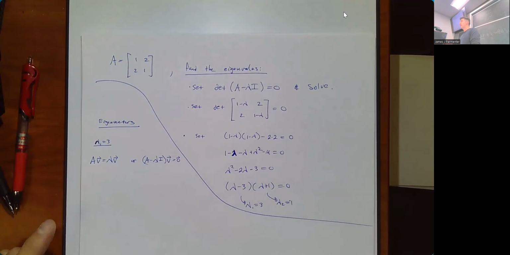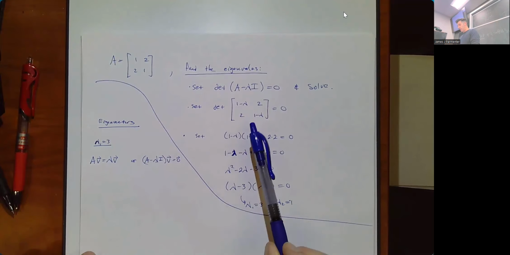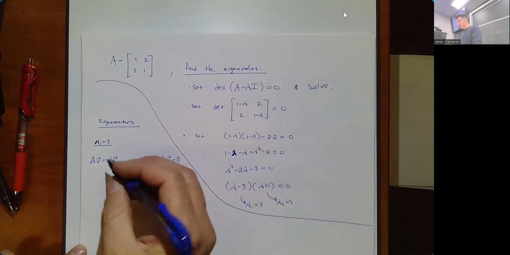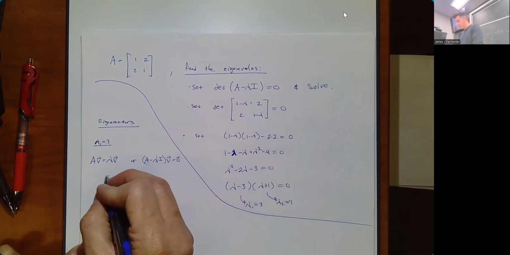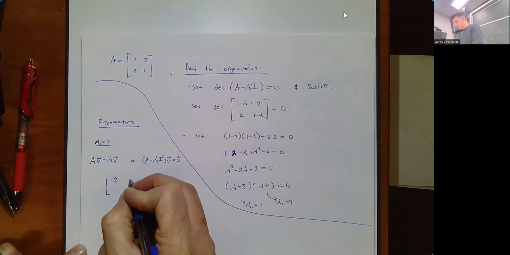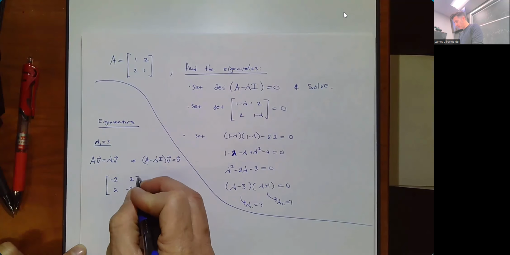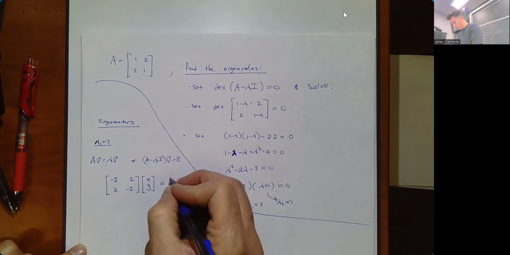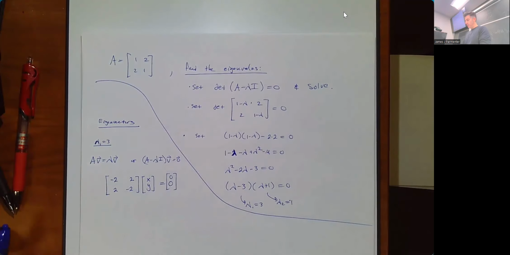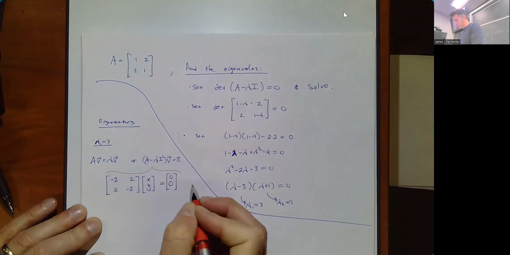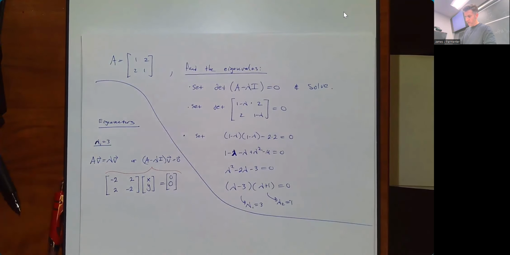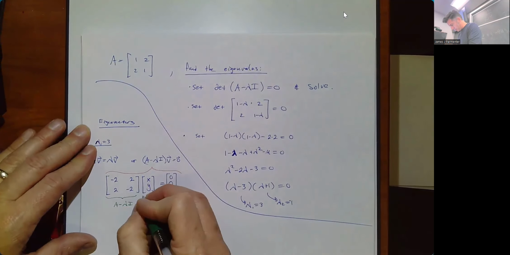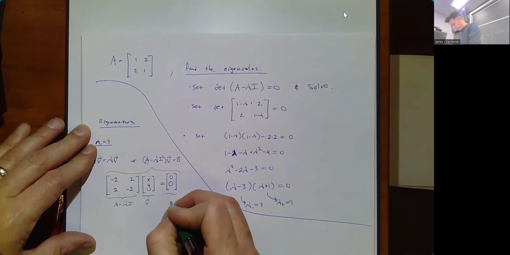So here's what I would recommend. When you're doing it this way, I definitely recommend looking back at the thing you've written right here and putting your value of lambda in for lambda there. So for lambda equal to 3, I've got 1 minus 3, 2, 2, 1 minus 3 times my eigenvector equal to 0. That's your A minus lambda I. This matrix is your A minus lambda I, this is your eigenvector you're trying to find, and that is obviously your 0 vector.